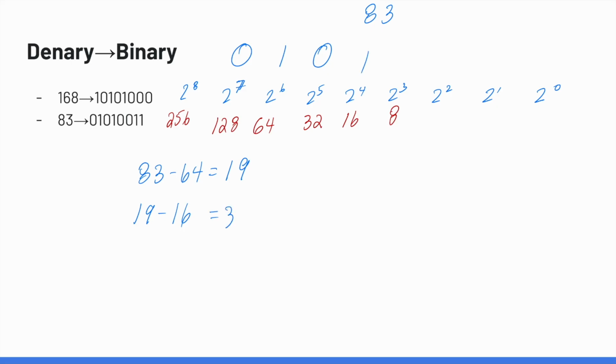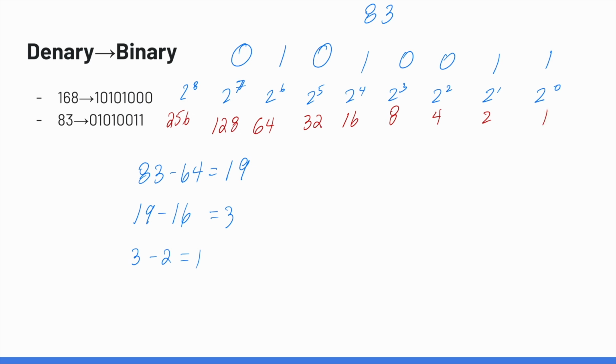But 8 is too big for 3, so we're going to put a 0 right there. 2 to the power of 2 is 4, and 4 is too big for 3, so we're going to put a 0 right there. 2 to the power of 1 does fit into 3, so we can put a 1 right there. And that's just going to be 2, obviously. And then we can do 3 minus 2 equals 1, and we still have 1 to account for, which can be 2 to the power of 0. And so this is going to be our binary value.